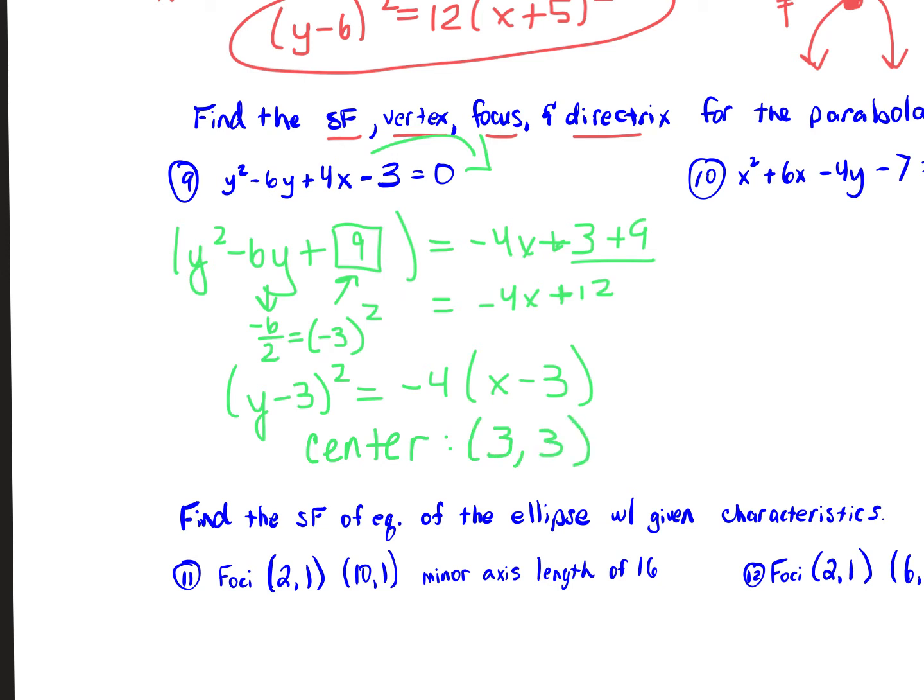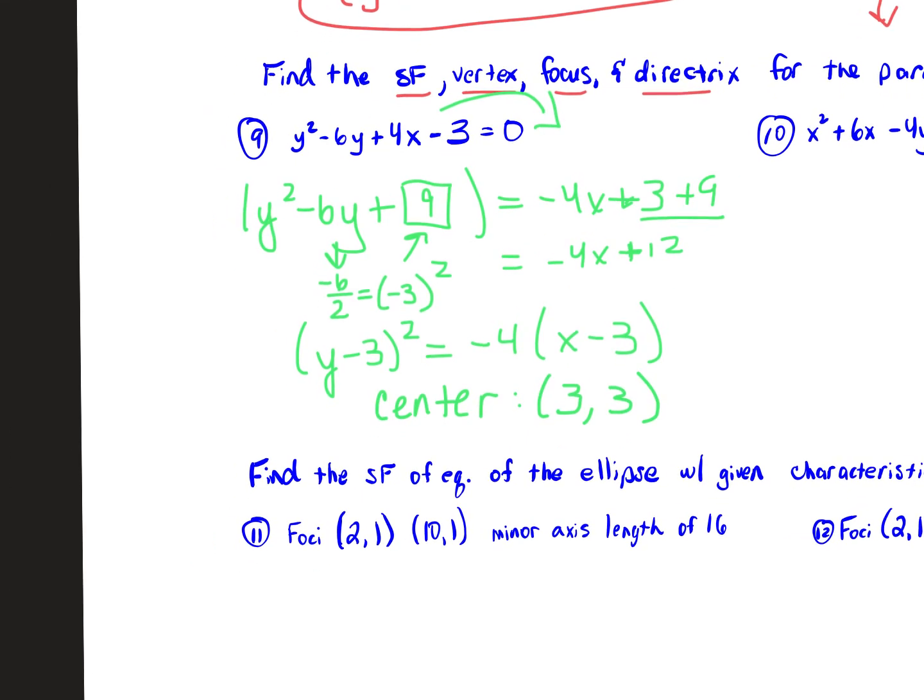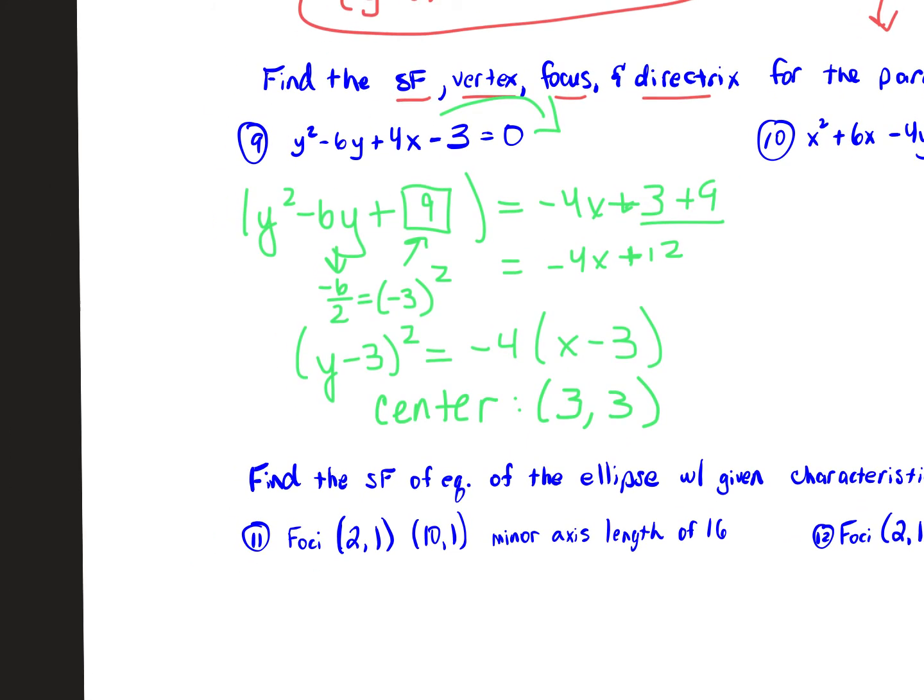Now we have to figure out where the directrix is and where the focus is. So remember, guys, this value right here is 4p. P is the distance between the directrix and the vertex, or the focus and the vertex. So you would say negative 4 equals 4p. We're going to divide both sides by 4. So my p-value is -1.